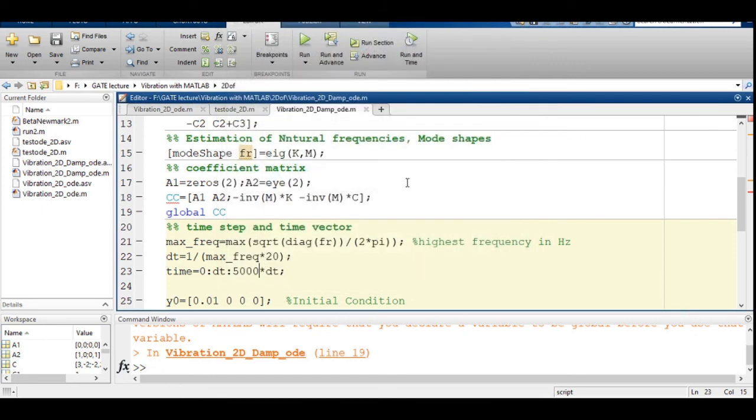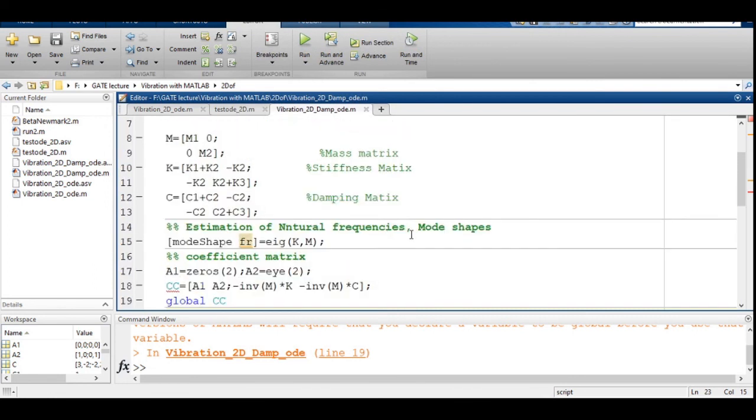So I hope that now you have a basic understanding of how to write the MATLAB code for a 2 degree of freedom system, in the case of an undamped system as well as for the damped system. In both cases we have solved the free vibration problem. Later on we will solve the forced vibration problem, then we will see the Newmark method as well as the eigenvalue problem. With this note I am closing this session.